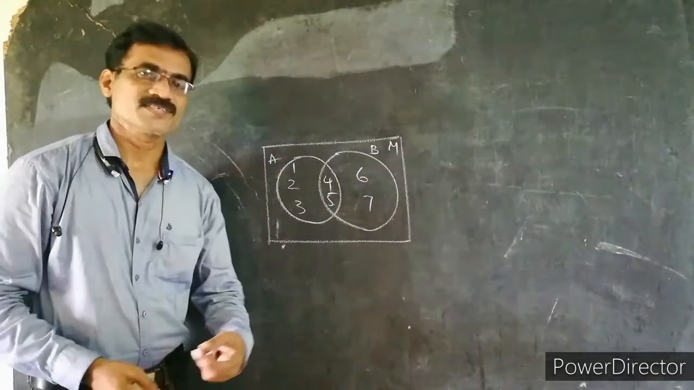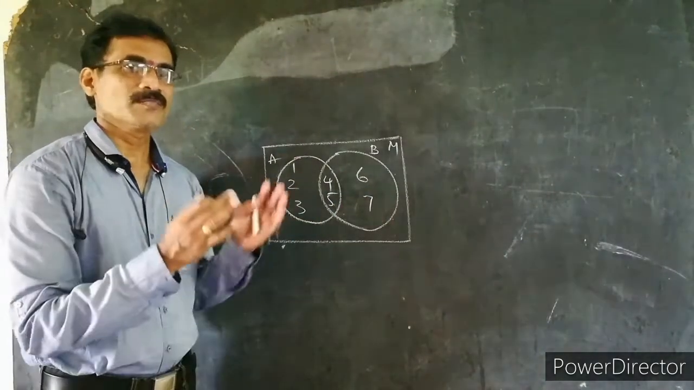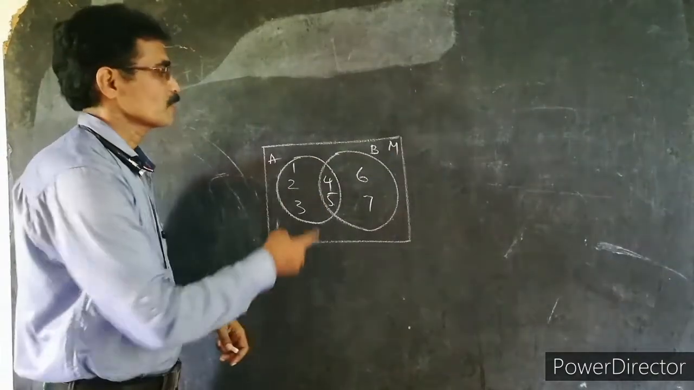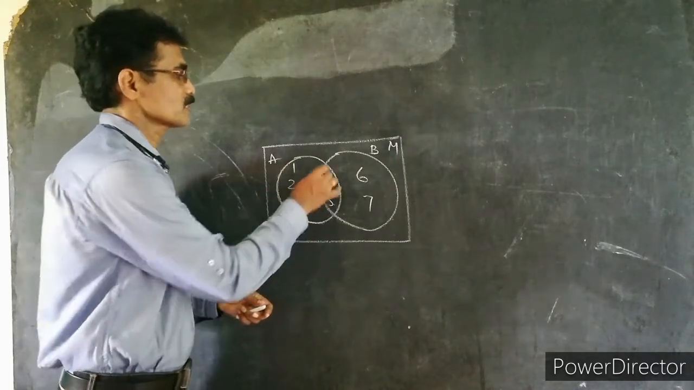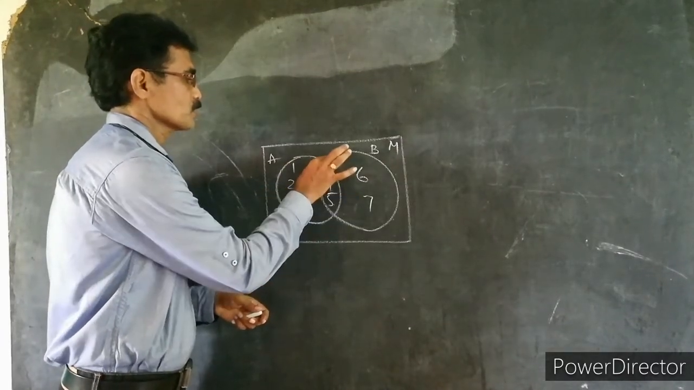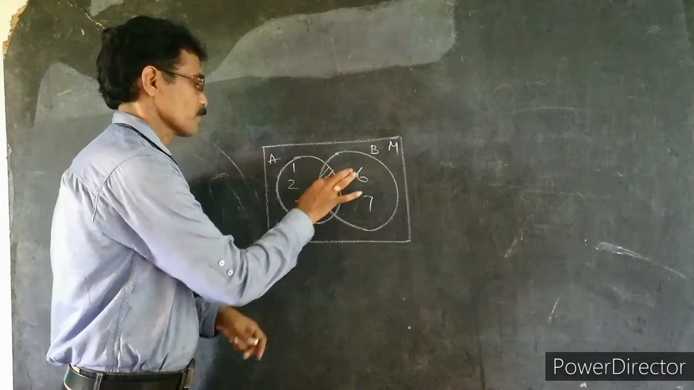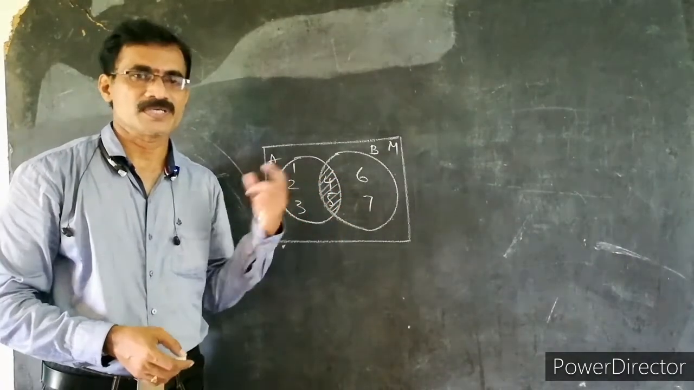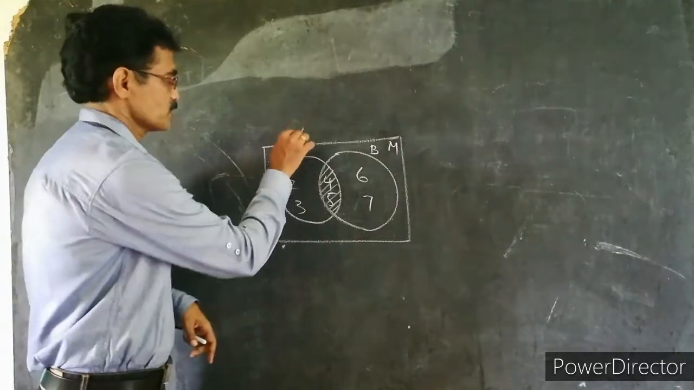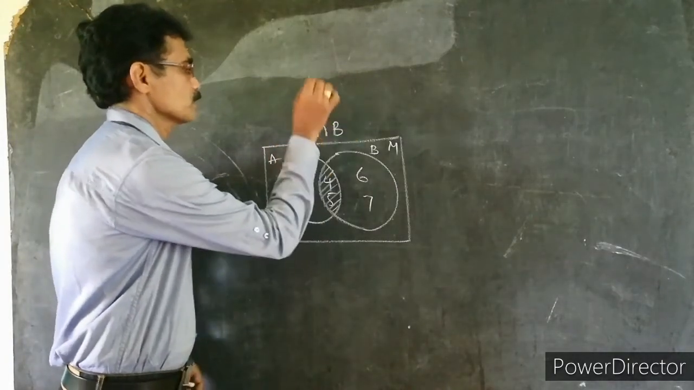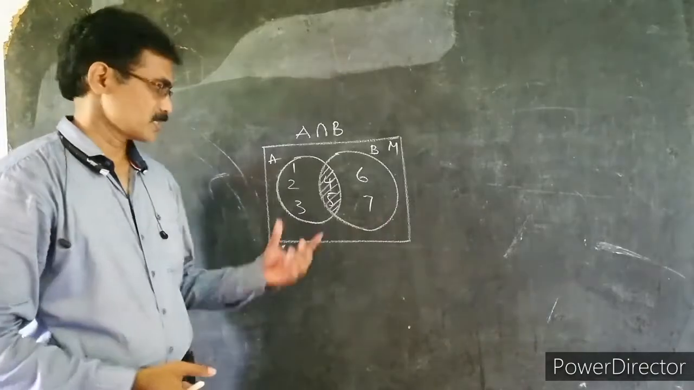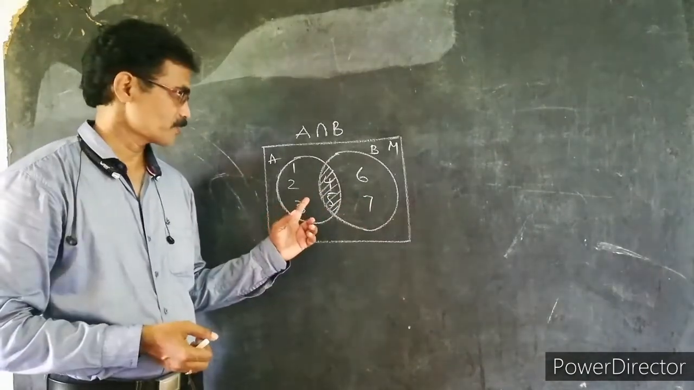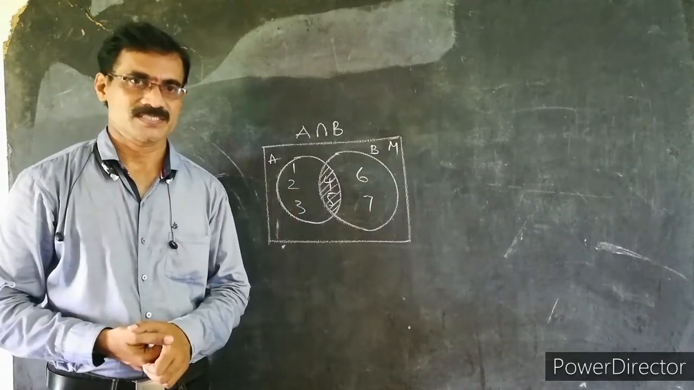What is intersection here? Intersection means the common elements in both of the sets. What are the common elements in these two sets? That is 4 and 5. So you shade only this part. You shade only the intersection, the common part, and that is denoted by A intersection B. Okay, right? This is the intersection of sets by using Venn diagrams.